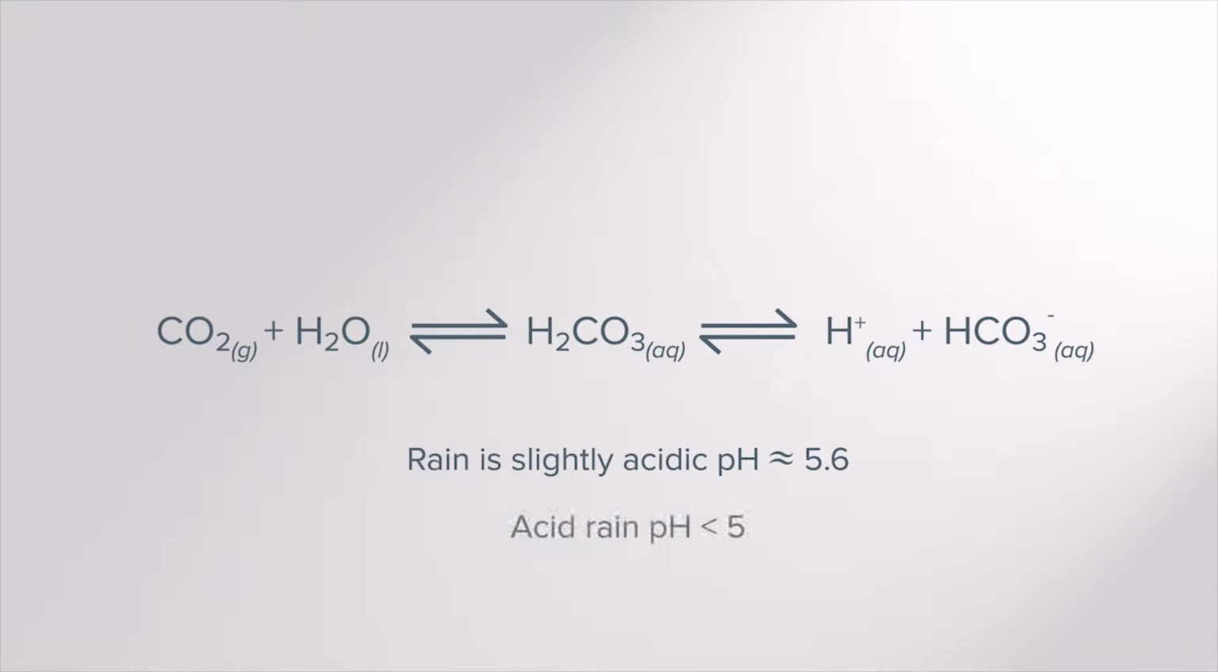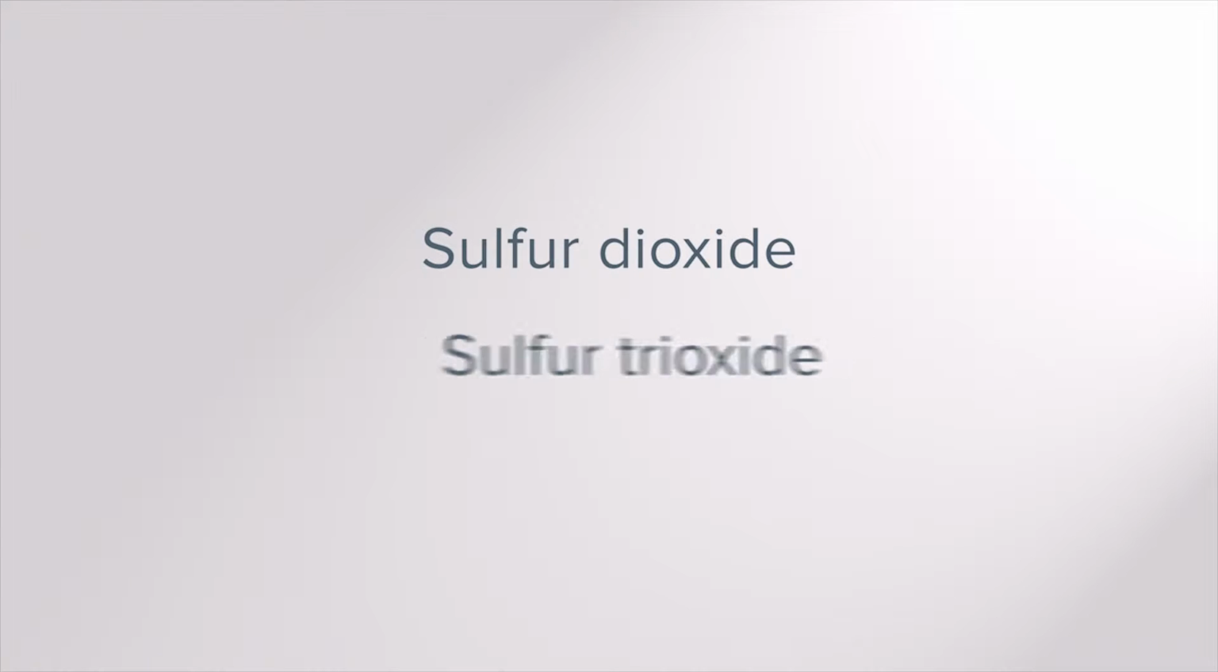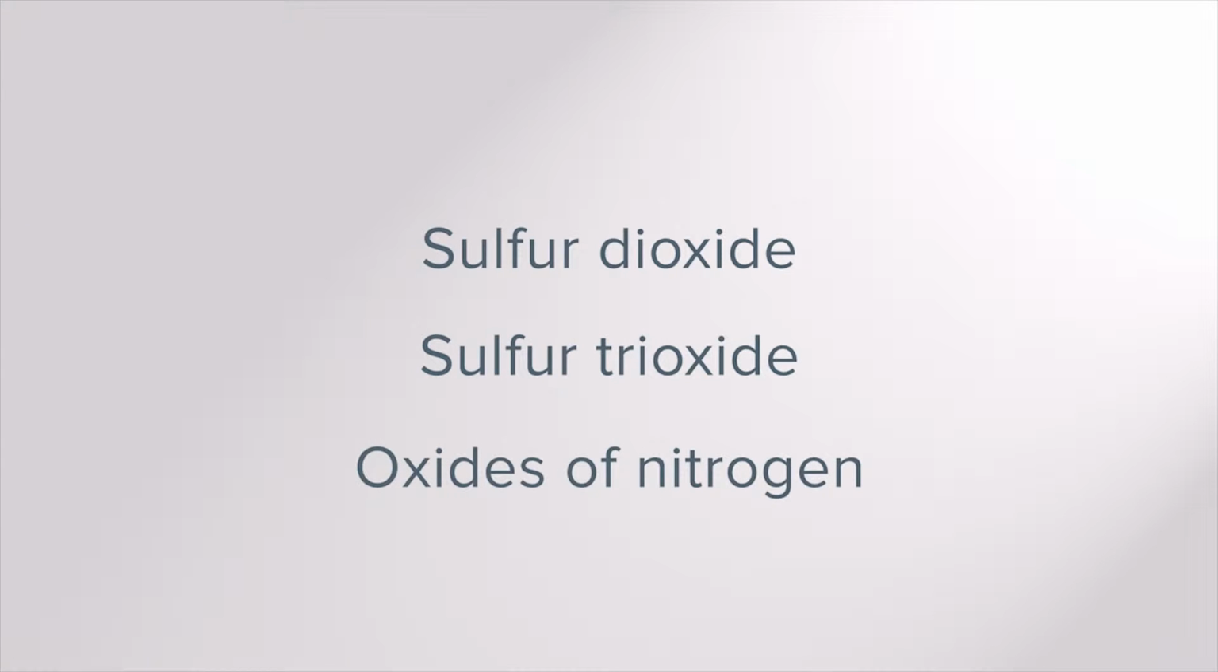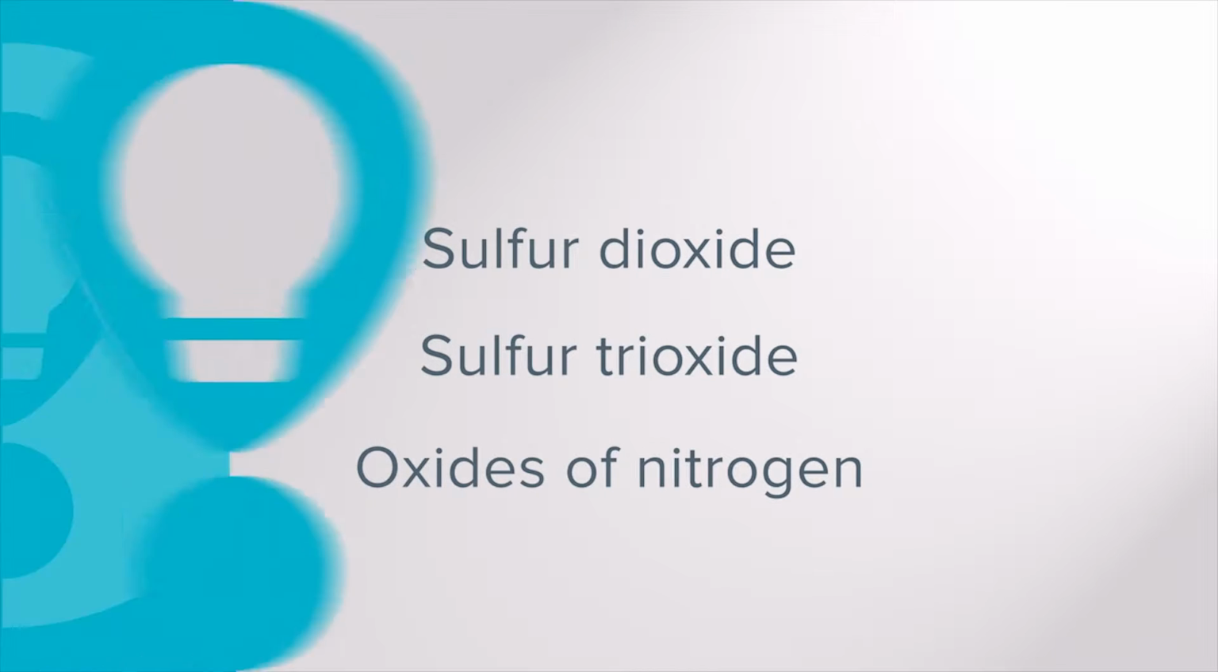However, acid rain is a special term used to describe rain that has a lower pH, usually less than pH 5. This is due to gases such as sulfur dioxide, sulfur trioxide, and oxides of nitrogen dissolving in the water.